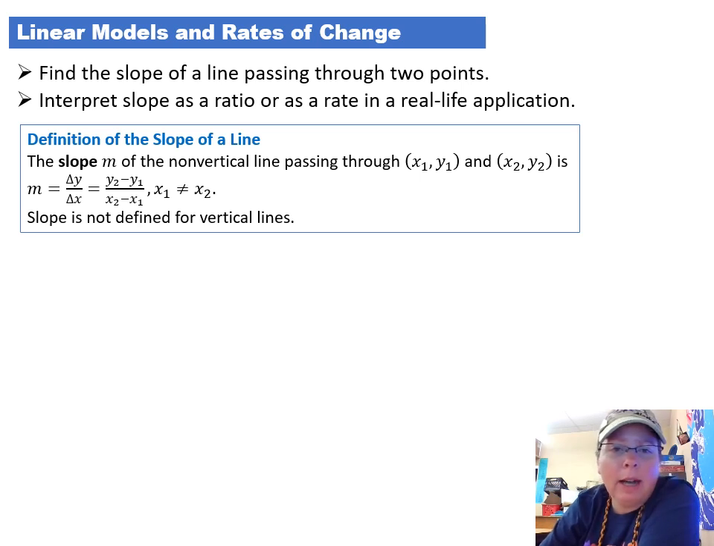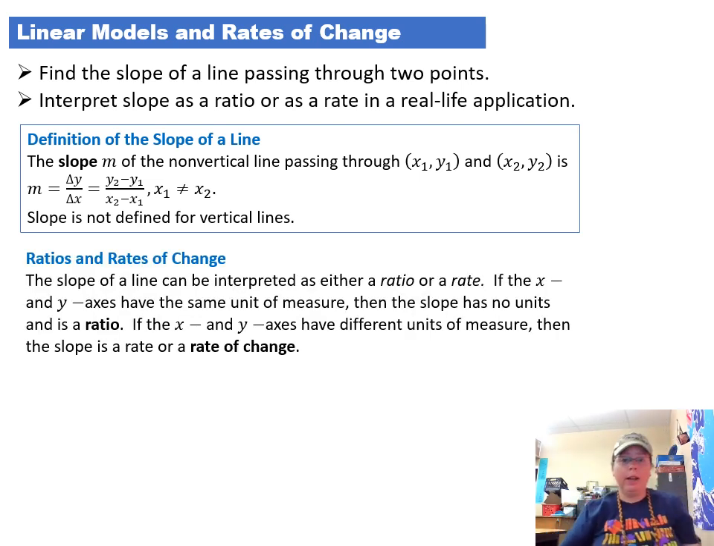Another way to look at that is y2 minus y1, the change in the vertical distance, over x2 minus x1, which is the change in the horizontal distance, as long as x1 does not equal x2. That would be a vertical line. Slope is not defined for vertical lines.